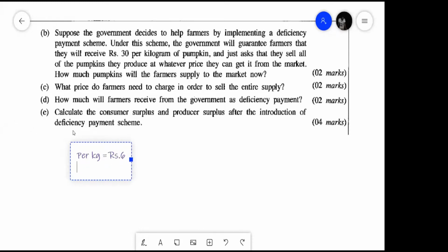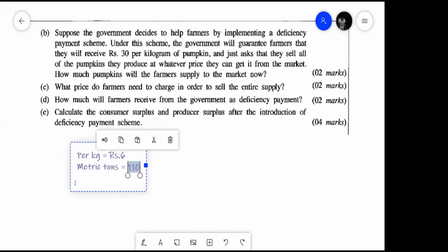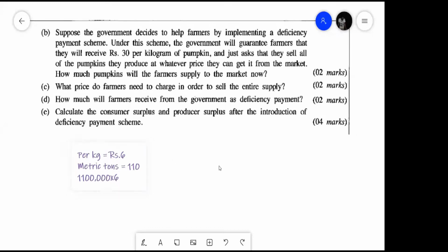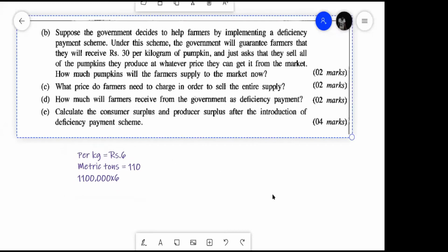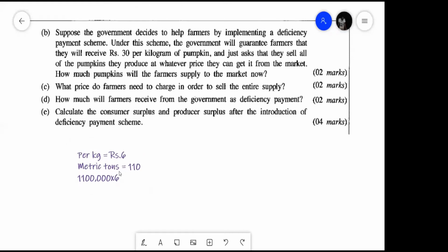How many kilograms are there? There is a total of 110 metric tons. At this instance you can convert it into kilograms. Remember, 1000 kg is 1 metric ton. So 110 metric tons into this much in kilograms, multiplied by 6. Even if you don't convert, I think they would have given you all the marks. Anyone who has the actual answer scheme, can you check if they've given us 660, or have they converted it into kilograms and given it?